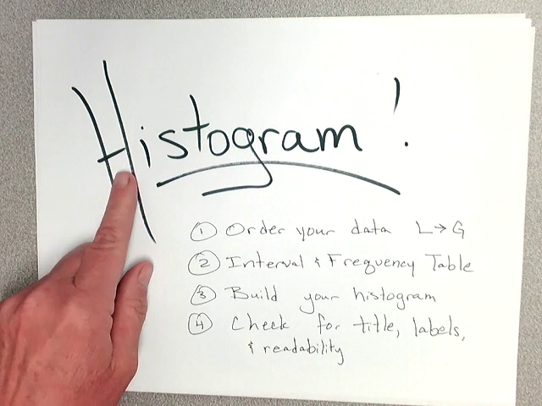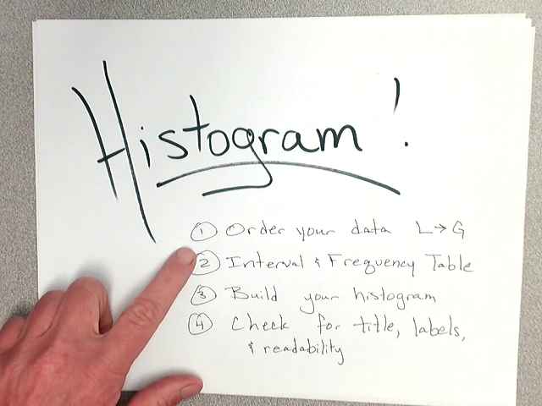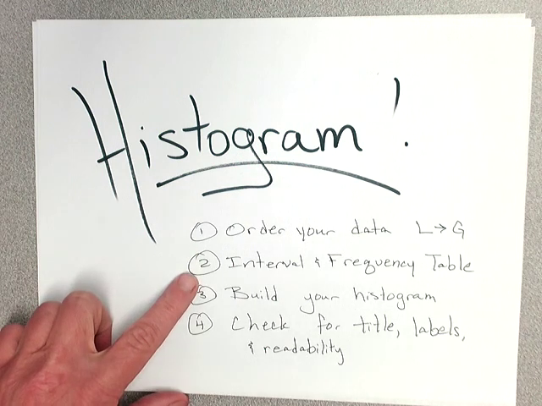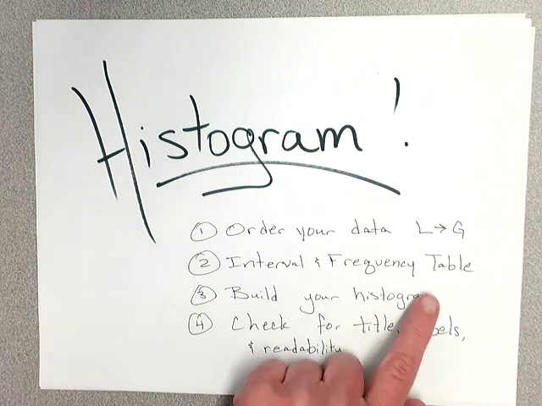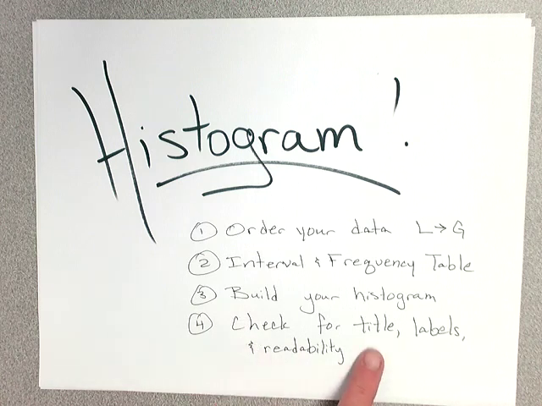Today we're going to quickly go over how to make your histogram. Step 1, order your data from least to greatest. Second step, we're going to make an interval and frequency table. Next, you build your histogram. And finally, you're going to check for title, labels, and readability.